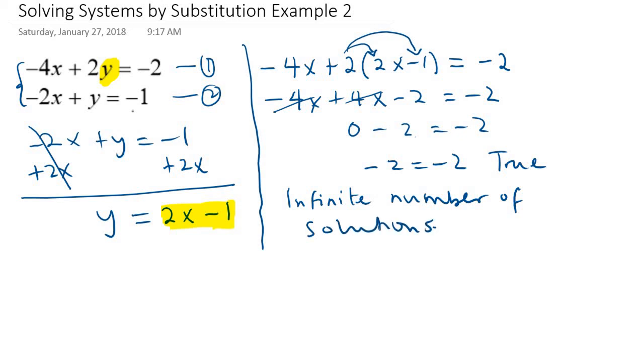What that means is that the x and y values that will work for equation 1 are the same x and y values that will work for equation 2, and there is an infinite set of those x and y that work for both of them. Infinite number of solutions. Okay, so we have been able to solve this system by using substitution.